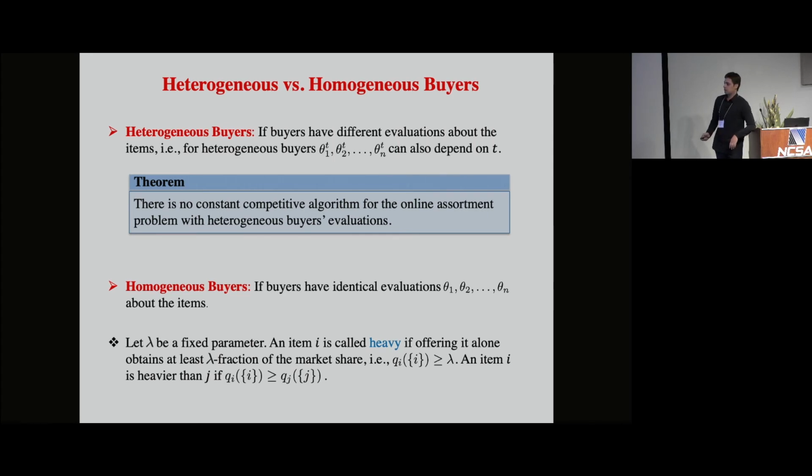This is how the algorithm works. It's a simple threshold-based policy. We set a threshold lambda, and we divide the items into two groups. Any item that, once you offer it individually, is going to attract the buyer with a probability of at least lambda is called a heavy item. These are high-quality items that we have in the inventory. Anything other than that, we call light items. These are the low-quality items that are hard to sell to the buyer.